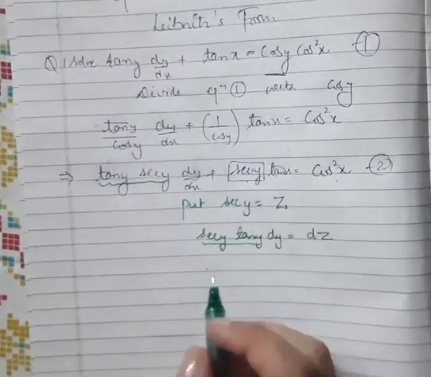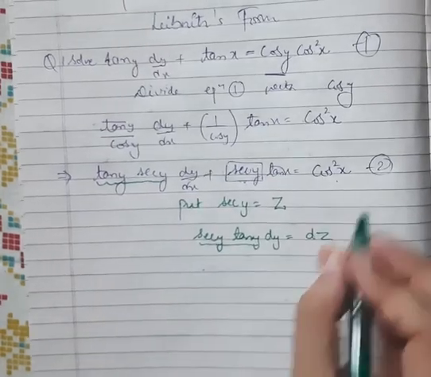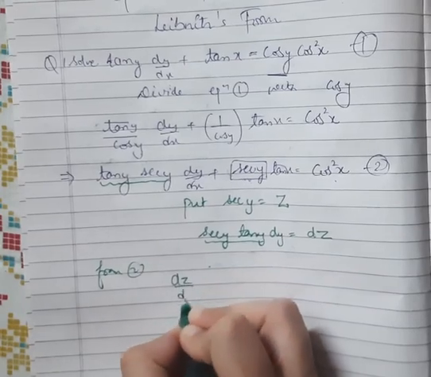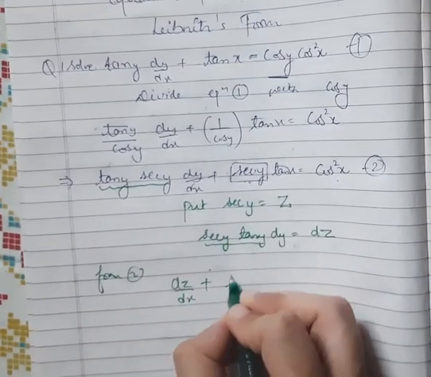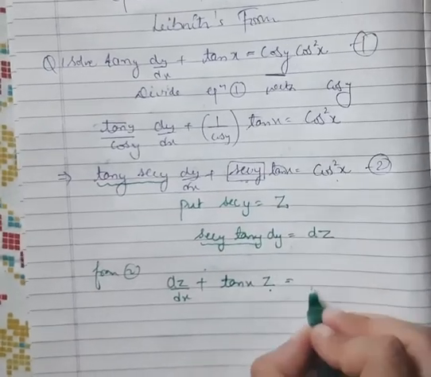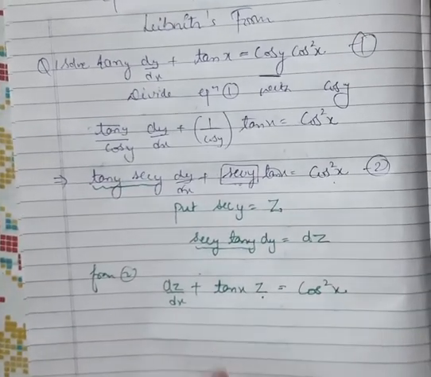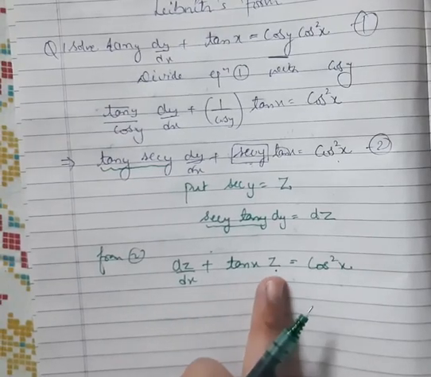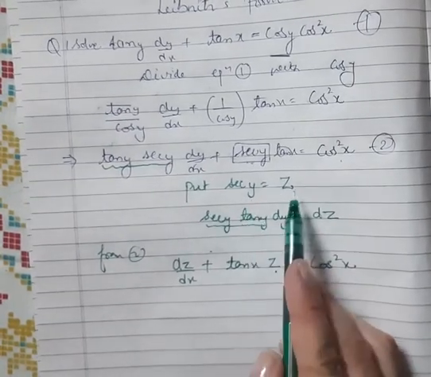Now substituting the values in equation number 2, we get dz upon dx plus tan x times z is equal to cos square x. Now see, isn't it a Leibniz form? It's linear in z now, not in y, because we have substituted secant y as z.